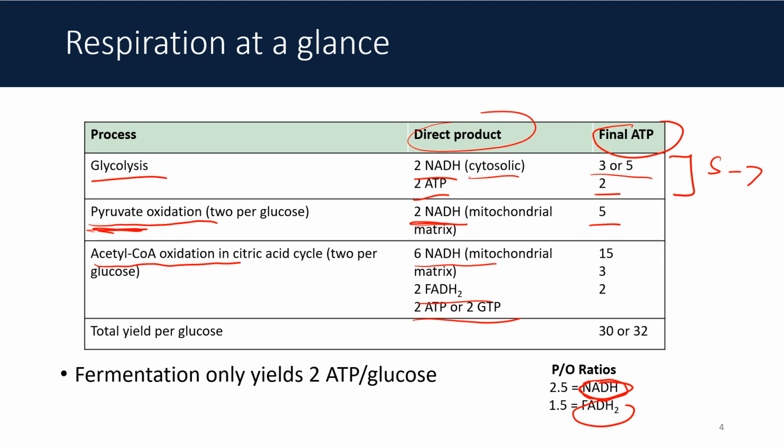So you tally all these up together after multiplying them by their PO ratios, and we're going to obtain a whopping 20 ATPs in that step. Taking it all together, we can anticipate obtaining between 30 or 32 ATP molecules per glucose upon full oxidation. And this is quite the boon because remember, fermentation, anaerobic respiration is only going to give you 2 ATPs per glucose.